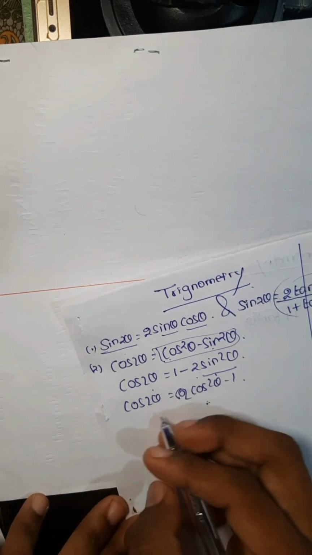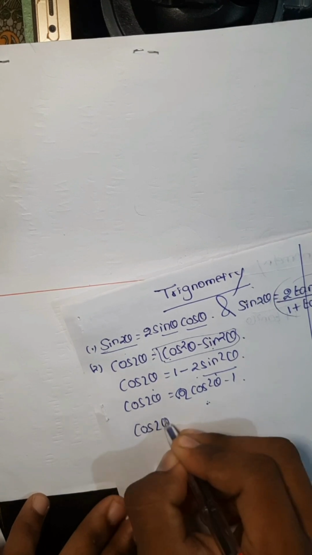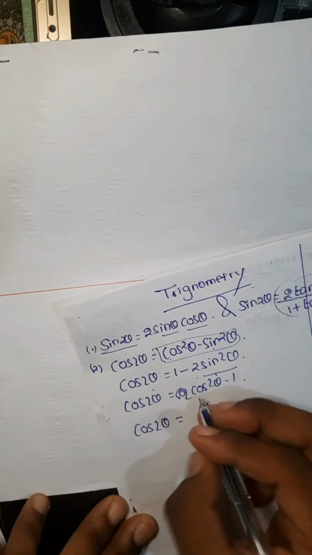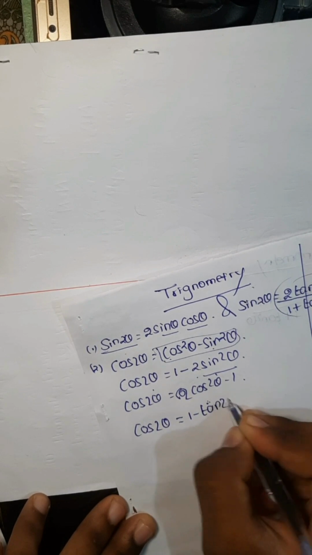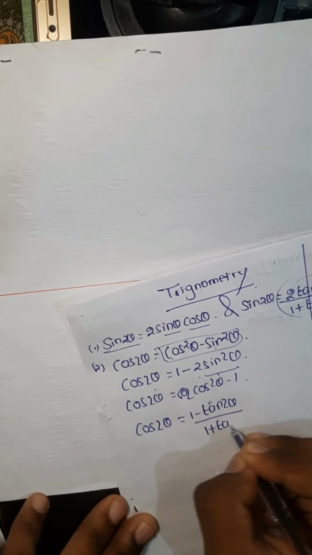And there is a special expansion for cos 2 theta in tan theta: 1 minus tan square theta over 1 plus tan square theta.